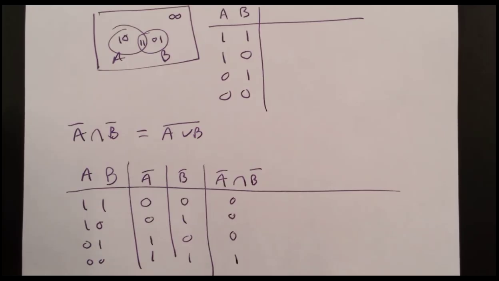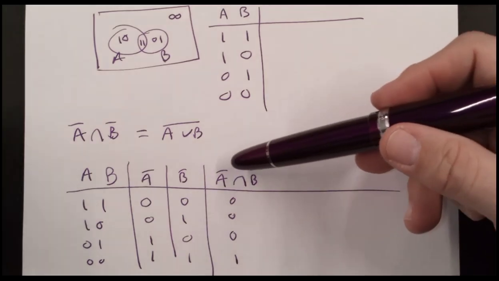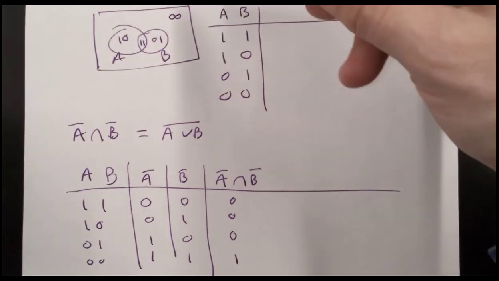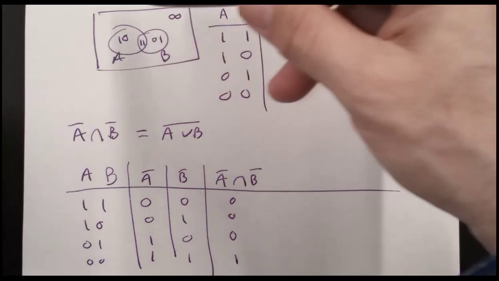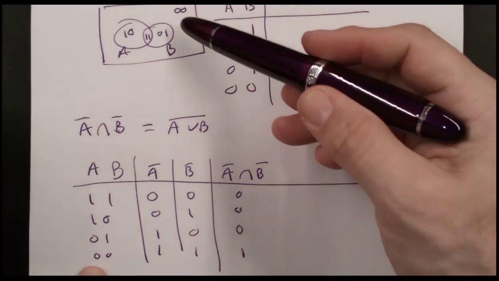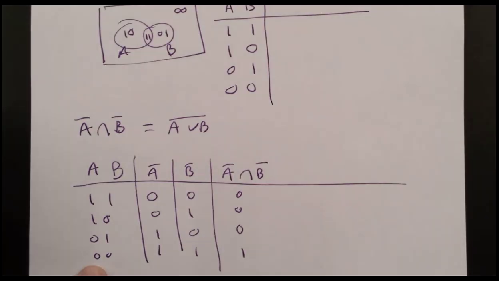Go back and look at the Venn diagram. If I tell you you are an A complement intersect B complement, that means you need to color everything outside of A. You need to color everything outside of B, and you need to take where those overlap. Isn't that going to be the section that we call double zero? This is the left-hand side.